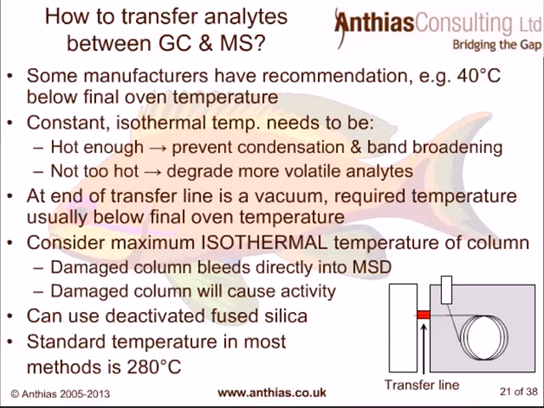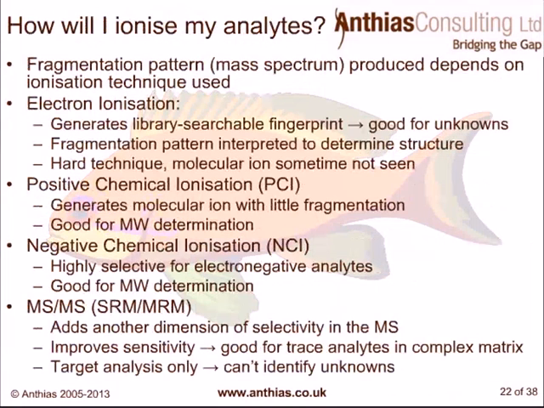At the end of the transfer line is a vacuum, so the required temperature is usually below the final oven temperature, because you've got this vacuum pulling through your analytes as soon as they get into the transfer line. Consider the maximum isothermal temperature of your column because the transfer line is at a constant temperature. If it's too high, it damages the column and bleeds directly into the mass spectrometer, which causes lots of dirtying, and a damaged column will also cause activity. You can use deactivated fused silica, that could be quite useful. The standard temperature in most methods I see is around 280, but of course that is column and application dependent.